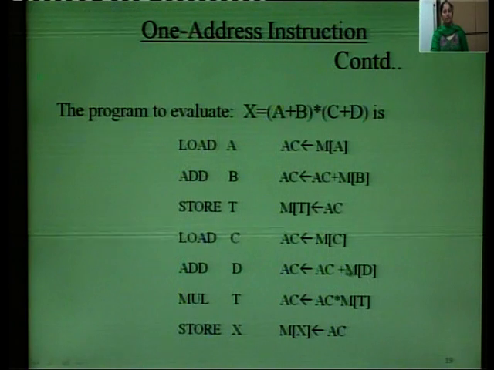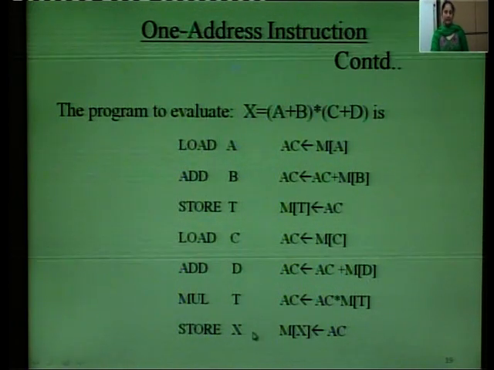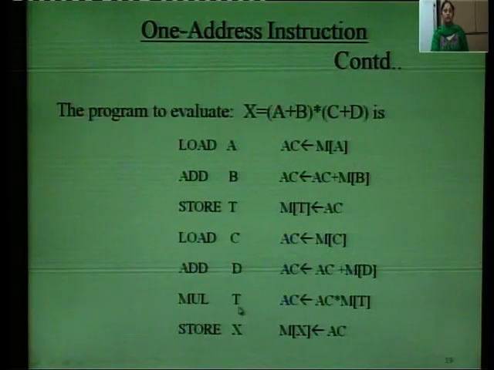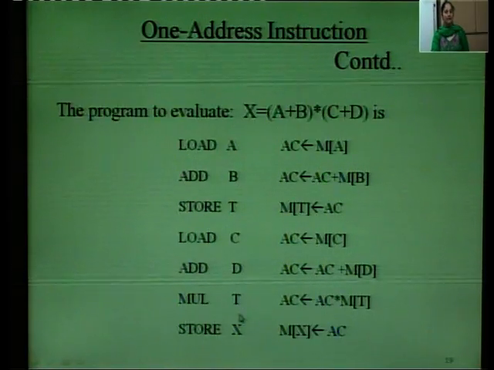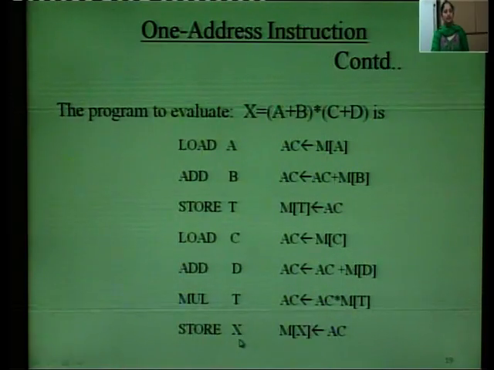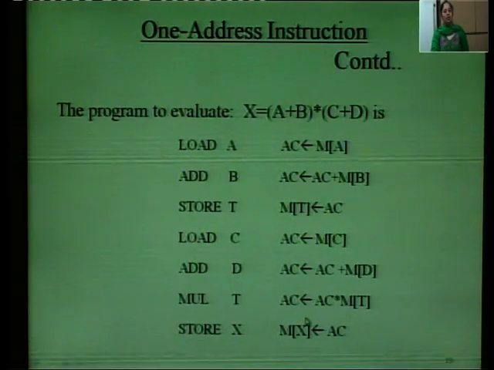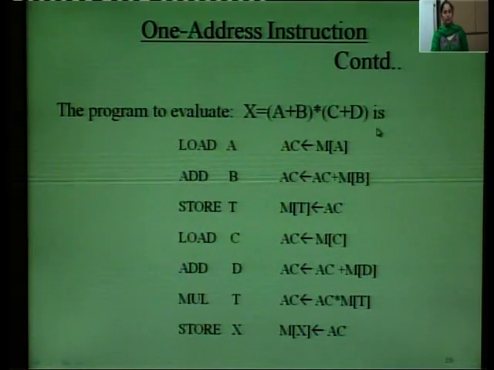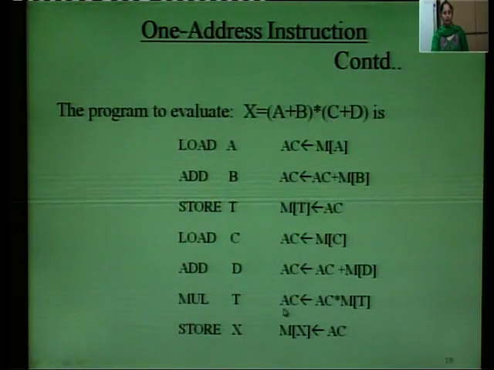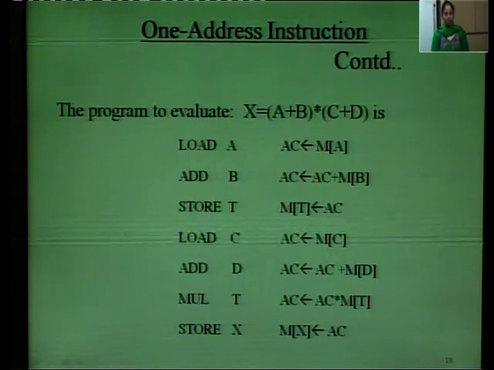The result is stored again in the accumulator, and here we need a third register for storing the data of the T register. Here we use X. X is the third register, which we use for storing the result of the accumulator, the result of A plus B into C plus D, that is stored in the accumulator and transferred into the register X.